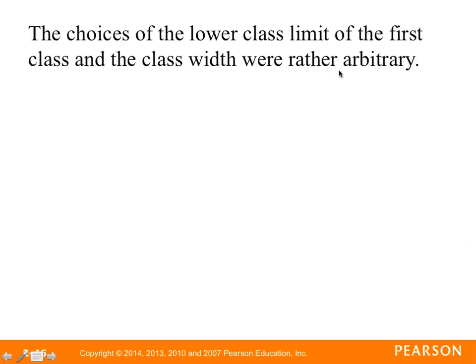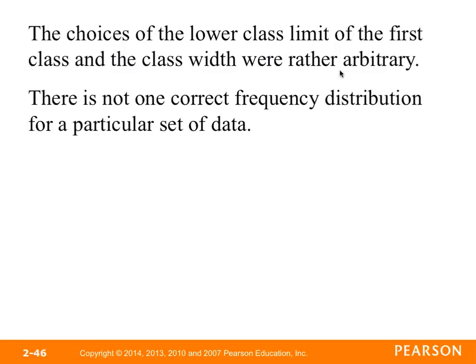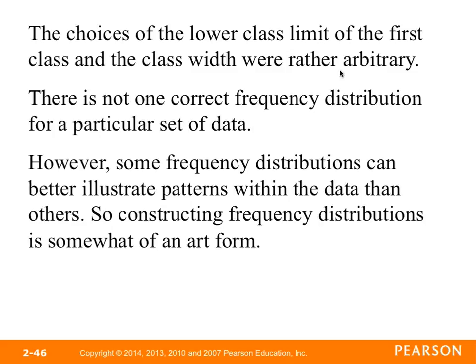So the choices of the lower class limit of the first class and the class width are kind of arbitrary. There isn't one correct frequency distribution for any particular set of data. However, some frequency distributions can better illustrate patterns within the data than others. So constructing frequency distributions is kind of like an art form. It's probably never going to be perfect, okay?